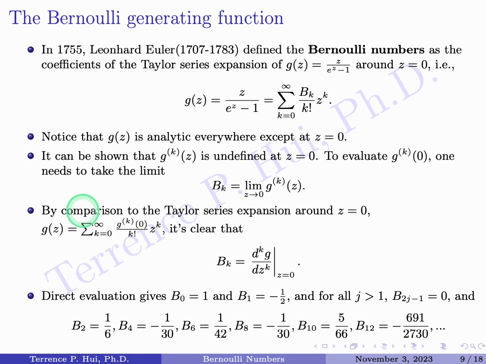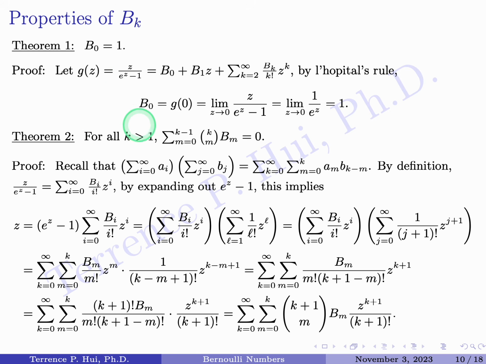Remember we said b sub 0 is 1. Why is that? Why is b sub 0 1? Let's prove that. Well, g of z, remember, is z over e to the z minus 1. If I expand it out like this, b sub 0 plus b sub 1 z plus dot dot dot, you notice, what is b sub 0? Look at the right-hand side. What is b sub 0? B sub 0 is exactly g of 0.